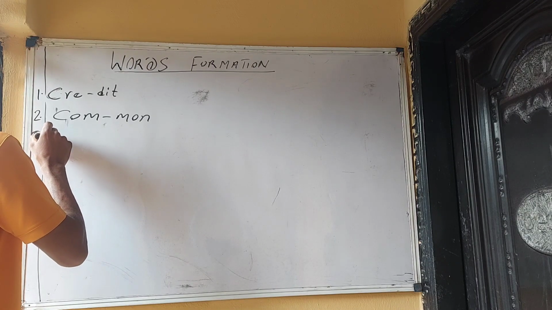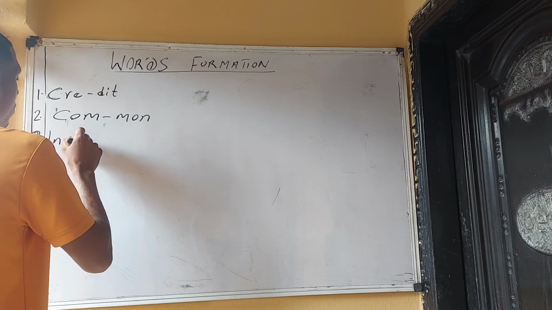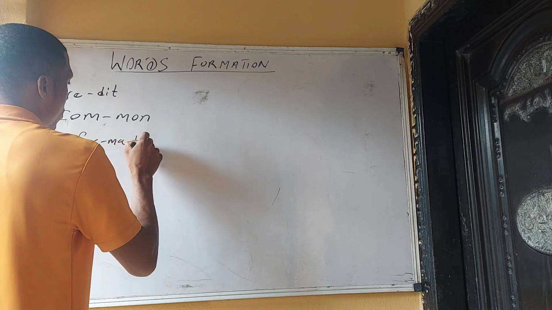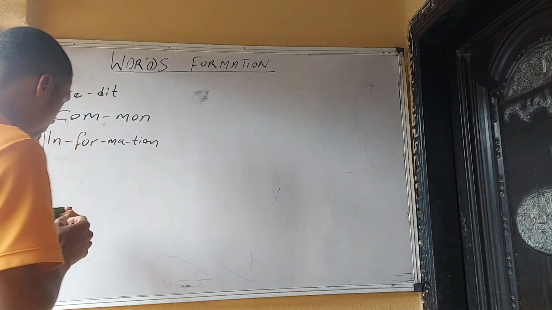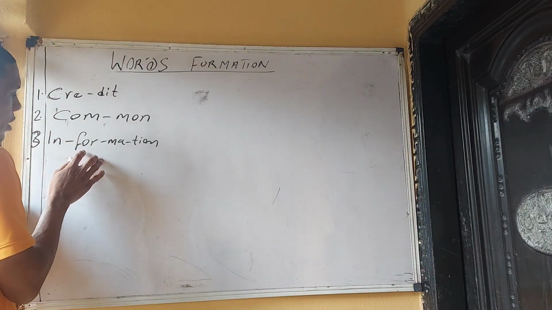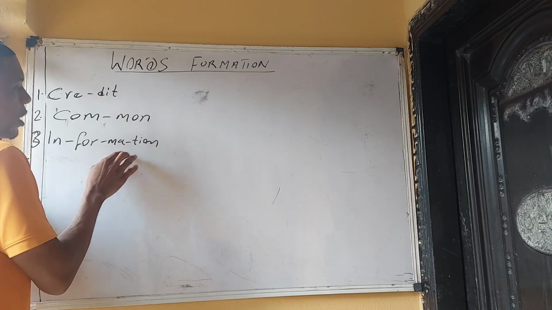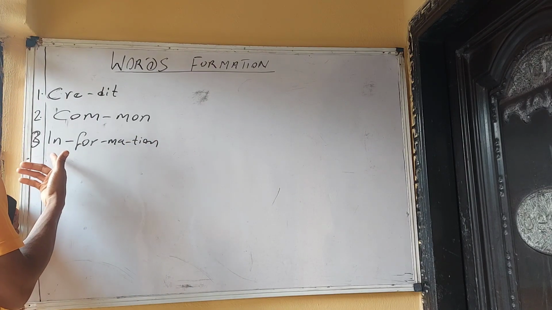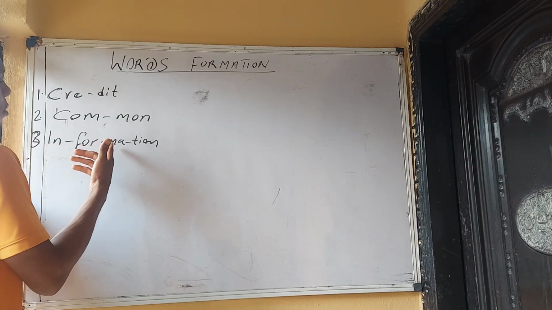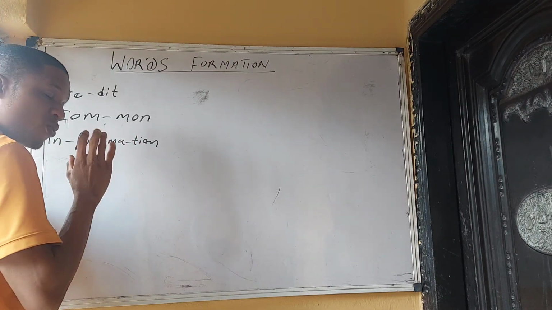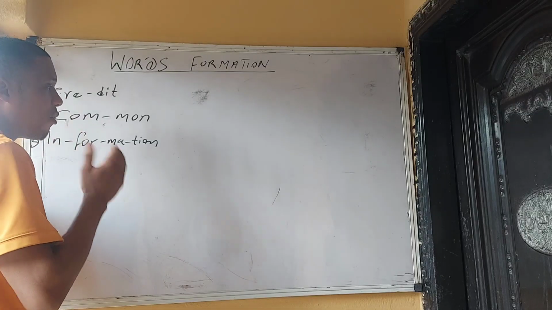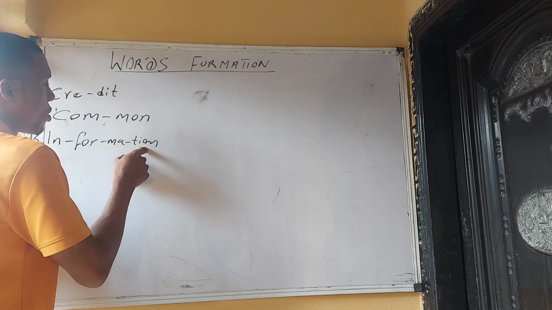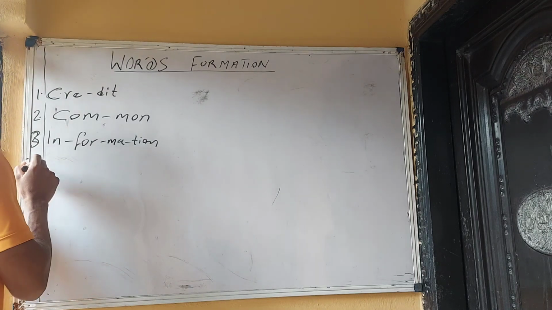Number 3 is this: this is in, this is for, this is may, and this is sure. If you pronounce them together, it is going to be information. You can see that it will be easier for us to spell the word if we have been able to break the word down. Information.